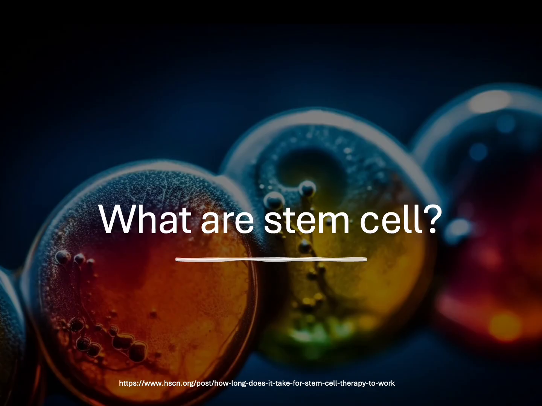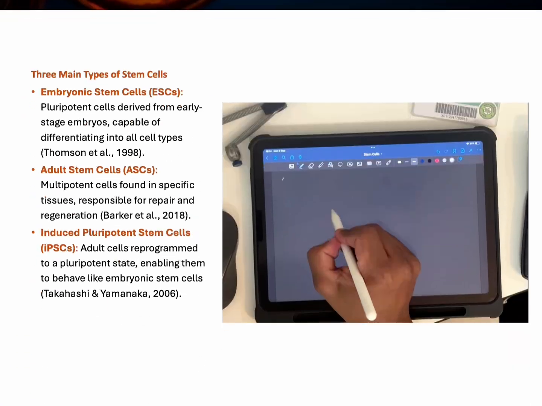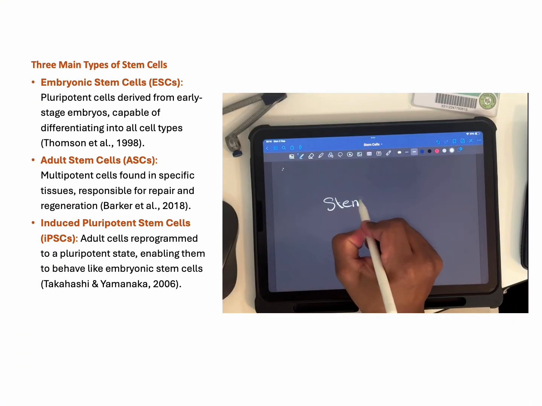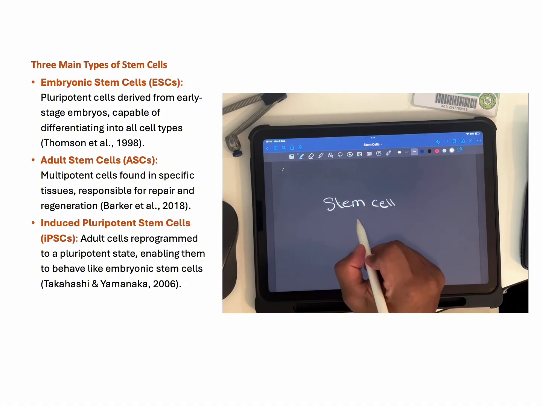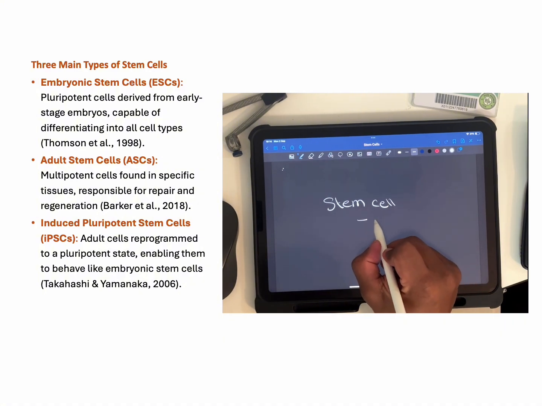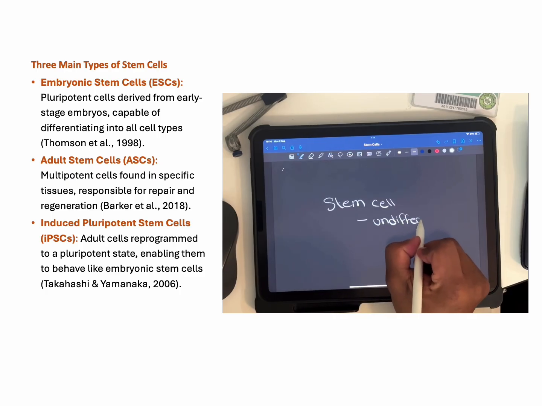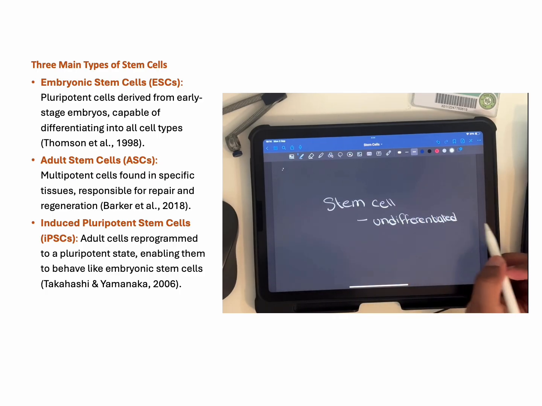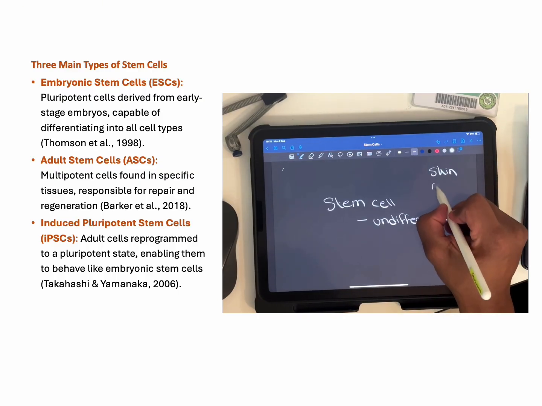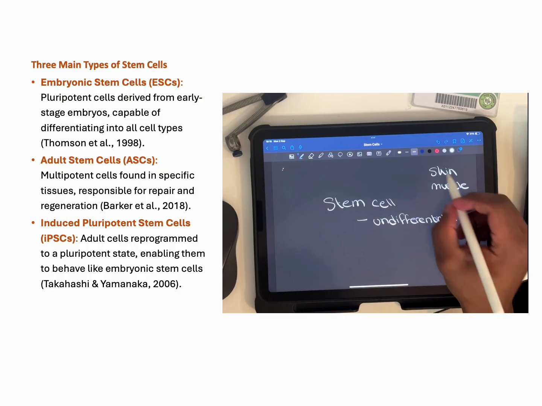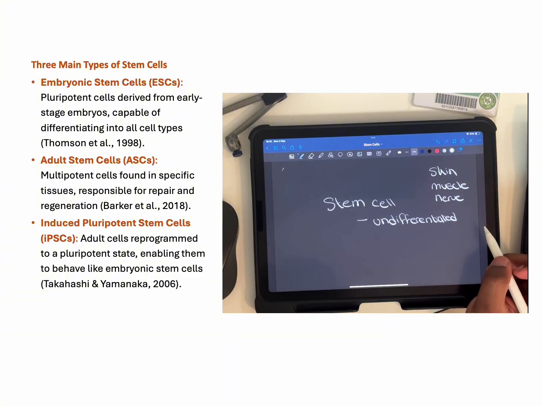What are stem cells? One key aspect of the stem cell is that it is undifferentiated, which means that, unlike the other types of cell, it does not have a specific job or function. For instance, the skin cell protects the body, the muscle cell contracts, the nerve cell sends nerve signals. Again, the stem cell does not have a specific job or function.